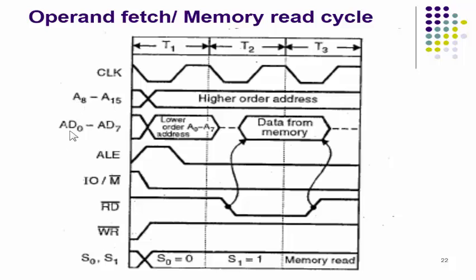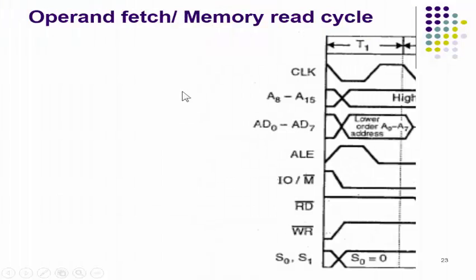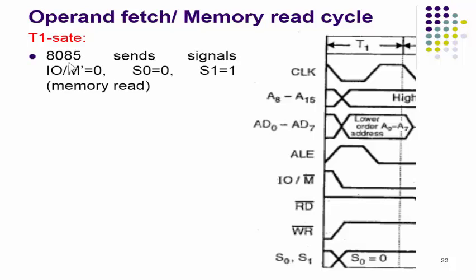Okay, so in case of memory read, the address of data is given by the instruction, and it requires 3 T states for the operation. So this is the complete timing diagram for the operand fetch or memory read machine cycle.